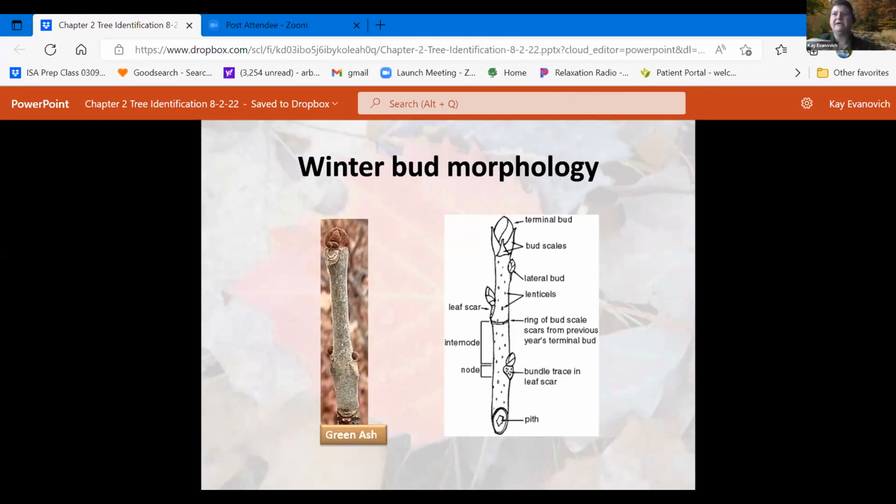There are also lateral buds. You can see they're much smaller than the terminal bud. There are bud scales, those little pieces that hold the bud. So it's really interesting, and bud morphology can really help ID a tree. So that's how that goes.